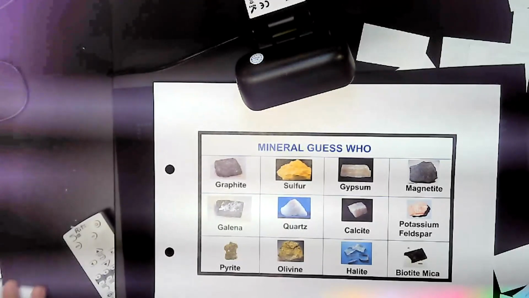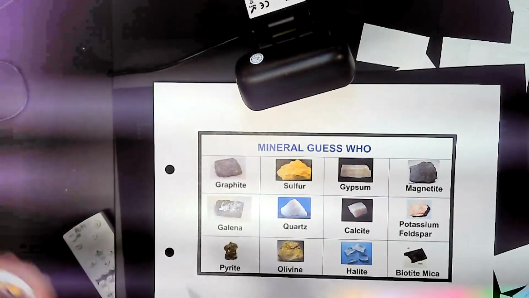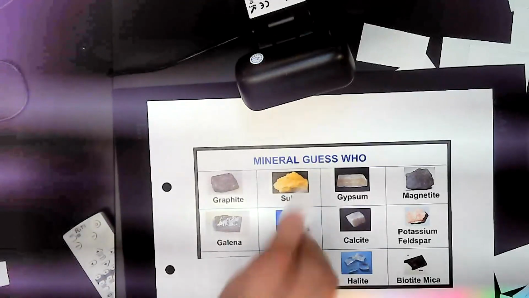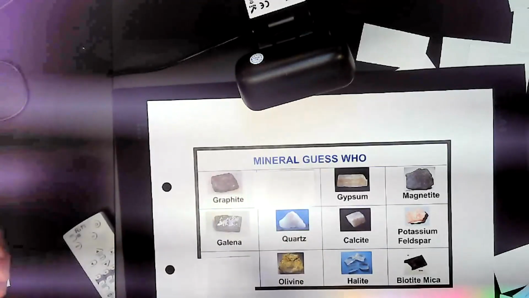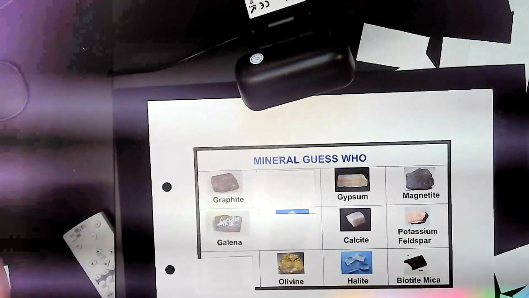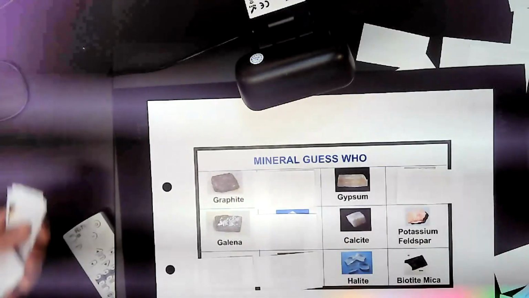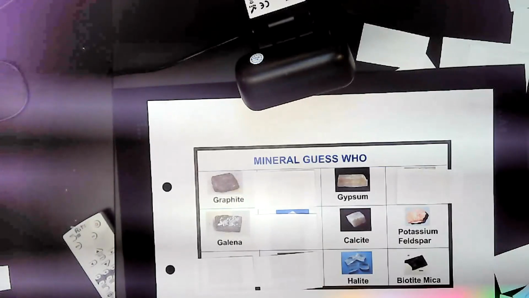So the first question was, Miley, what'd you say? If it had cleavage, and I said yes. So I went down the list. Pyrite has fracture. Sulfur has fracture. Quartz has fracture. Olivine has fracture. And magnetite has fracture.